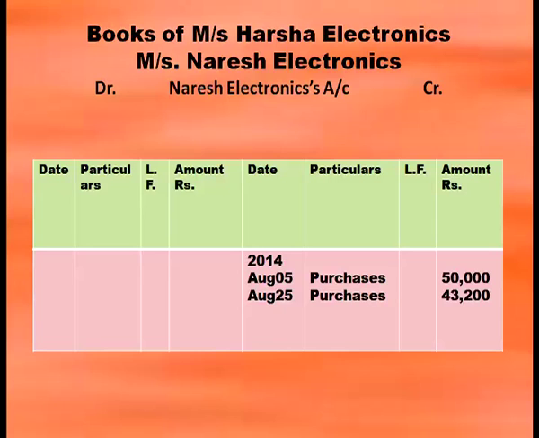In the purchases book, you have already written Naresh Electronics, that is Harsha Electronics purchased materials from Naresh Electronics. So, you have to post in the Naresh Electronics account. Messrs. Naresh Electronics, their account will be opened, and in that account on the credit side you will post by purchases on which date. That date will be written in the date column. So, on August 5th, one purchases amounting 50,000. On August 25th also, Harsha Electronics purchased goods from them for rupees 43,200.